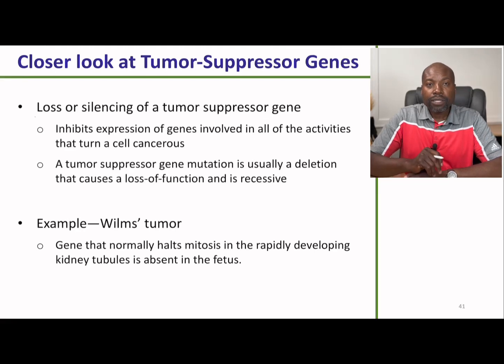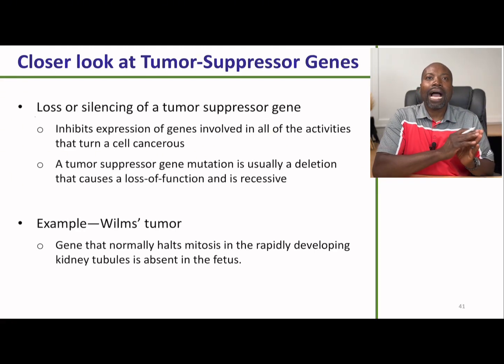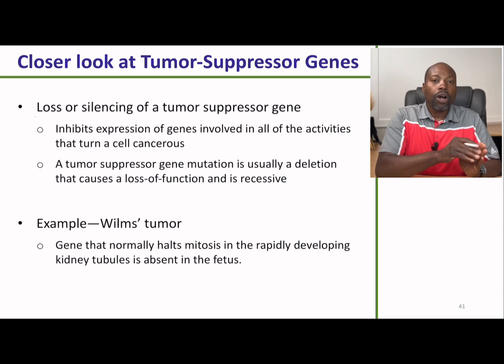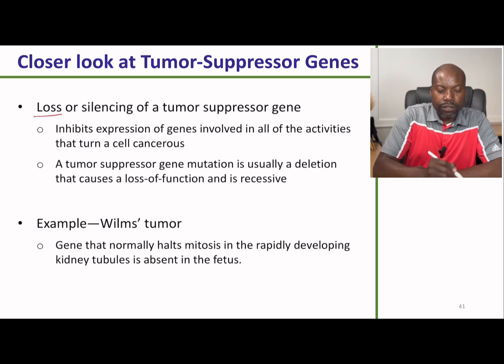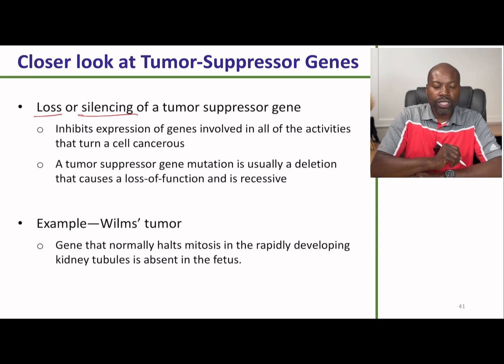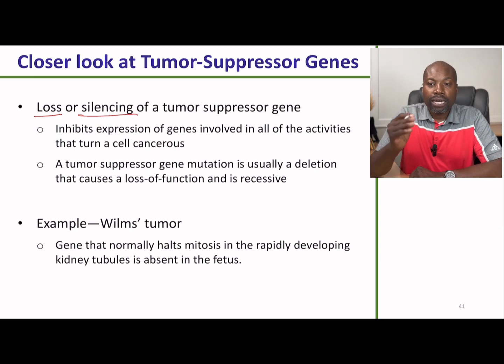Now, we talked about how overexpression of proto-oncogene can lead to cancer. Now let's take a look at tumor suppressor genes. For a tumor suppressor gene to lead to a cancer, that gene has to lose its function, right? So you have loss of or silencing of a tumor suppressor gene that is going to lead to cancer.